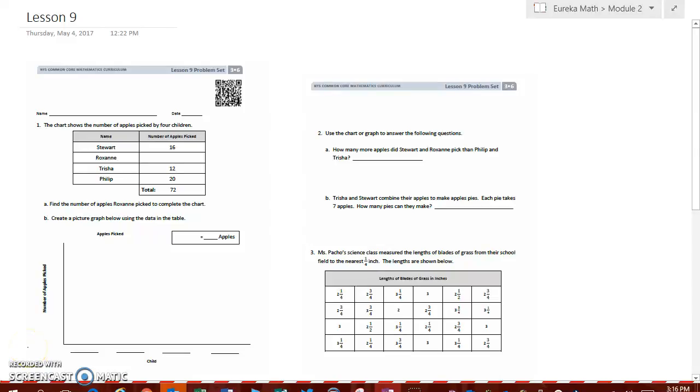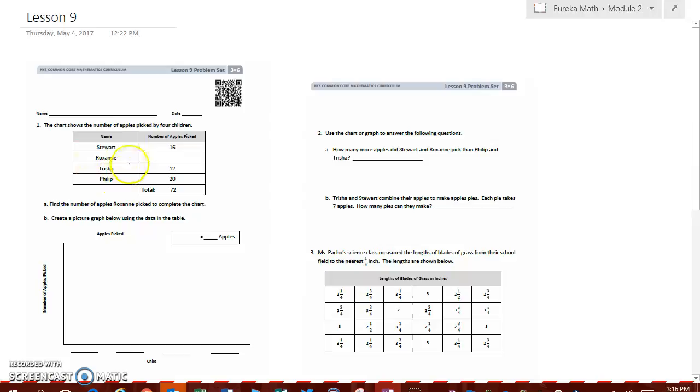This is our last lesson on graphing, and so it puts together the different types of graphs and data that we've been using into one big chunk. So, are you ready? It's kind of a long one, so if we get to part 2, be on the lookout. Number 1 says the chart shows the number of apples picked by 4 children.